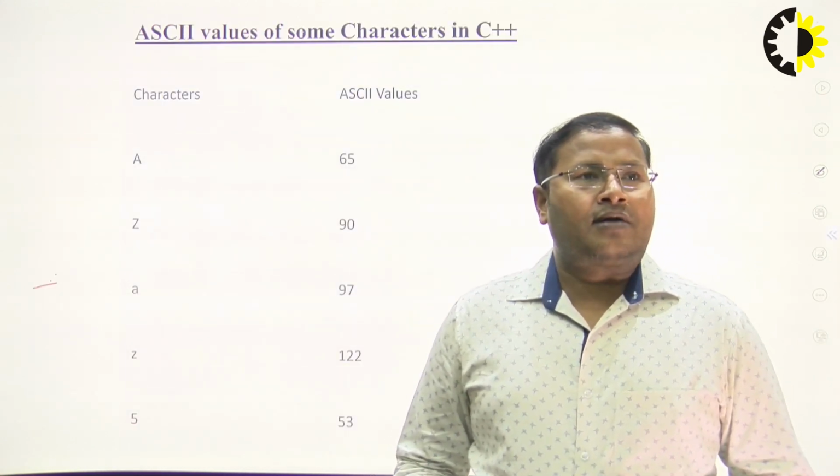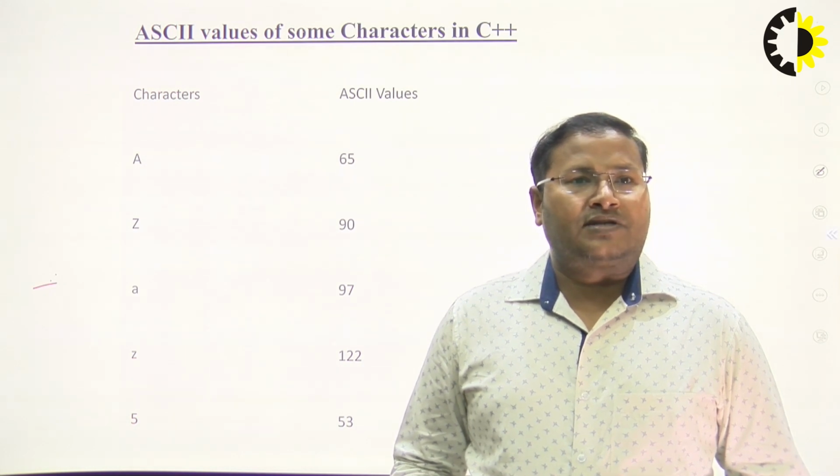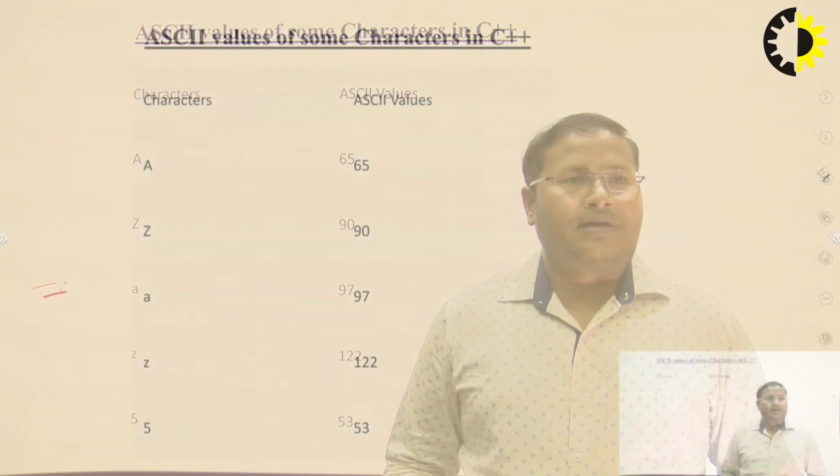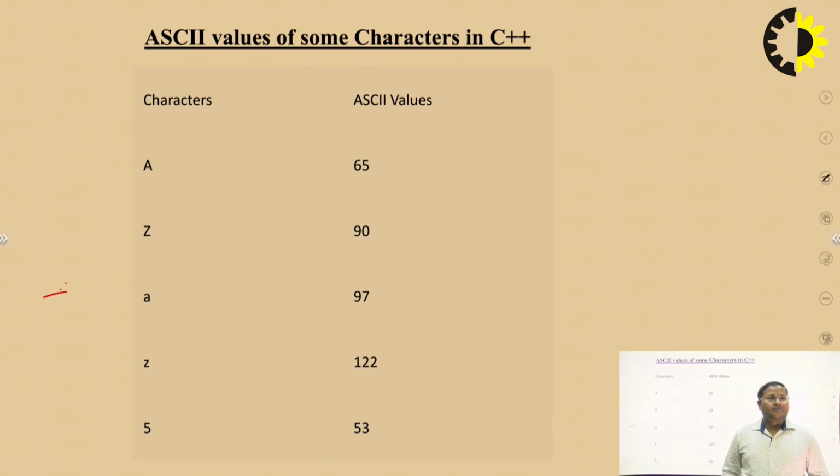ASCII values of some characters in C++. I am giving some examples of the ASCII values of some characters used in C++. Suppose here I have written capital A, and its ASCII value is 65. In the case of small a, its ASCII value is 97, and so on.